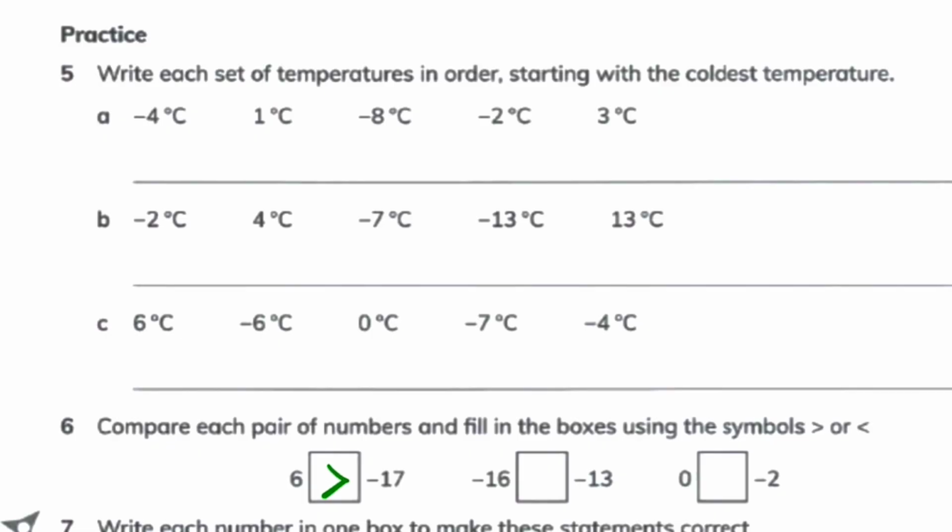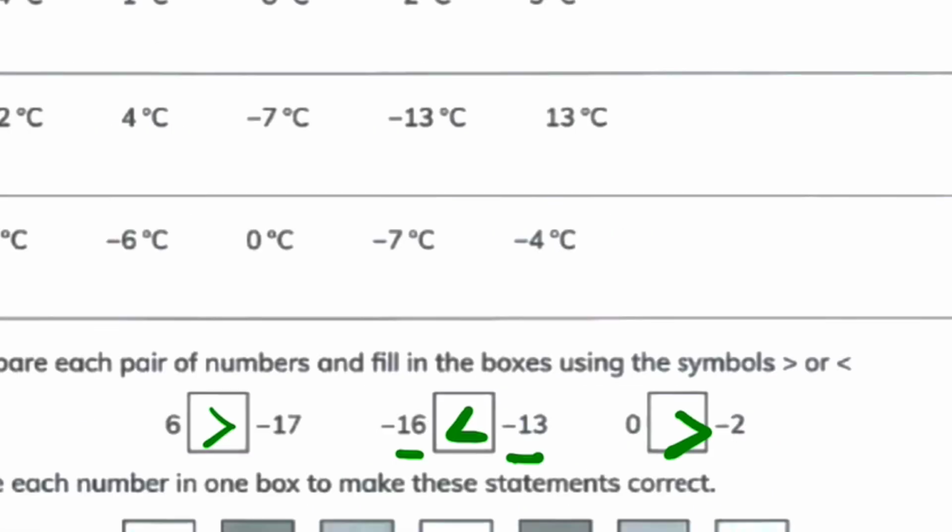-16 and -13, both negative numbers, but -16 is less than -13 because the bigger the number with a negative sign, the smaller it counts when comparing. 0 is greater than -2. Simply make a number line in your mind and place these two numbers on the number line. The number on the left side will be smaller than the number on the right side.